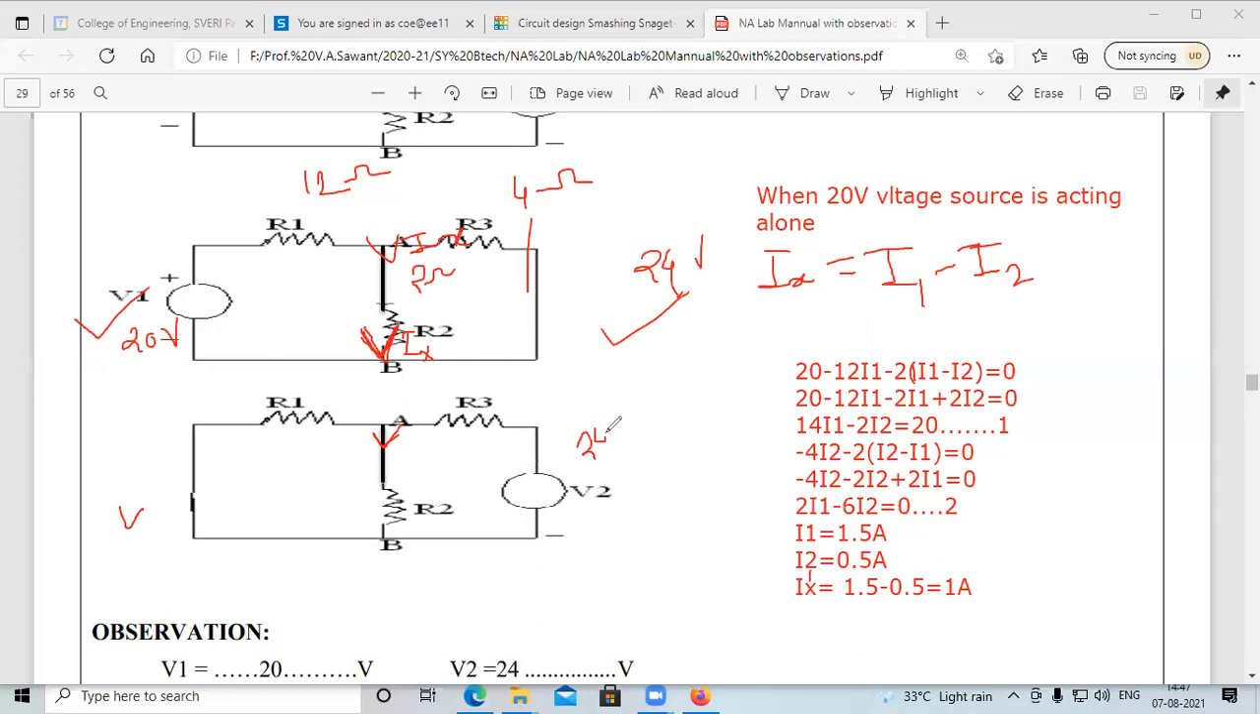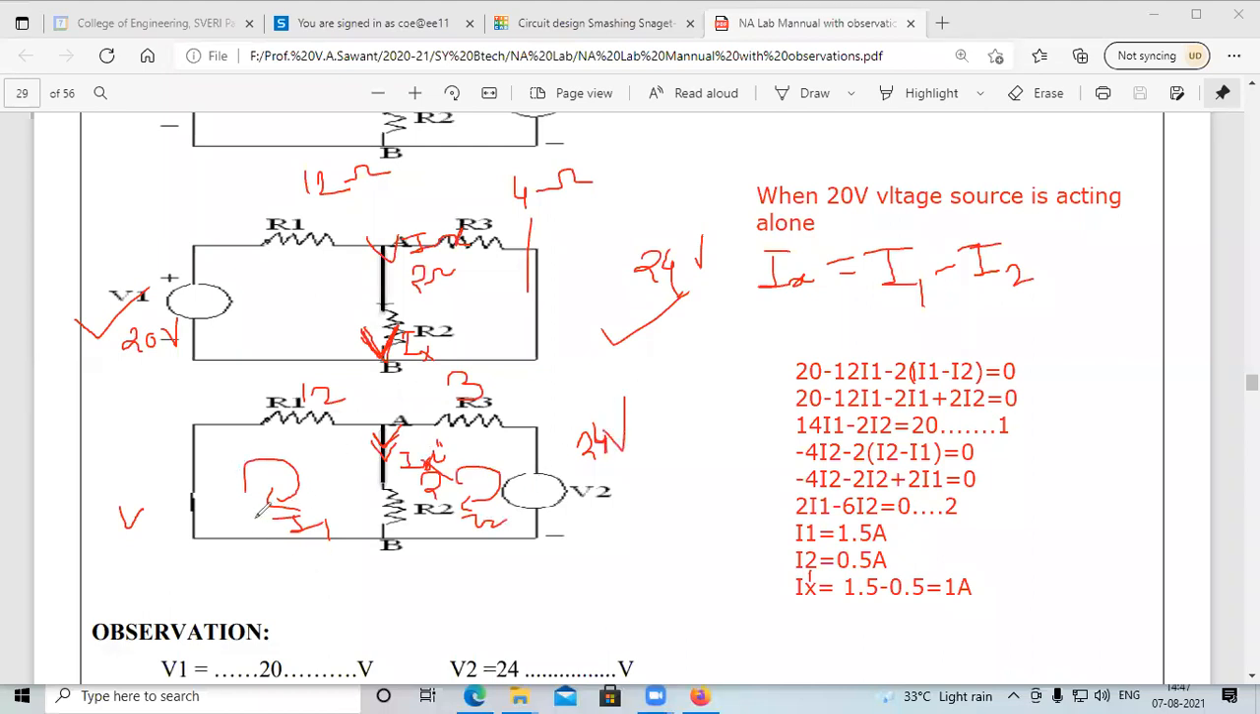See, V2 is equal to 24 volt, R1 is equal to 12, R3 is equal to 3, R2 is equal to 2. Again, we want to find Ix double dash. The current flowing from this is I1, and the current flowing from this is I2, when the 24 volt voltage source is acting alone.